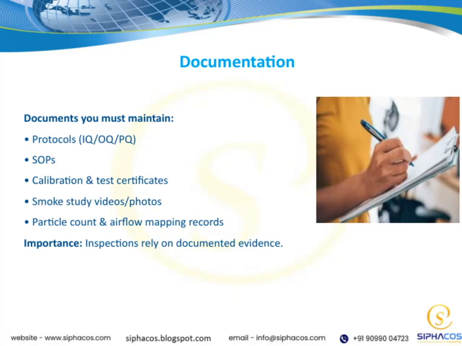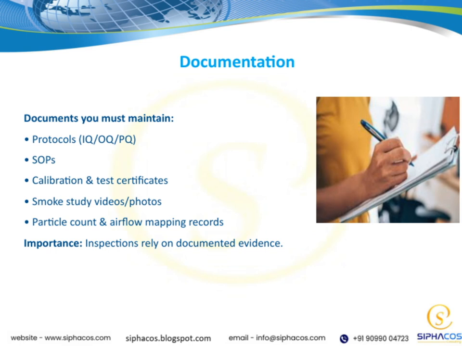Let's talk about documentation, which is a crucial part of maintaining a compliant and effective cleanroom environment. First, you'll need to keep various documents like protocols, including installation qualification, operational qualification, and performance qualification, which ensure everything is installed, operated, and performs as expected. Then, standard operating procedures or SOPs are essential. They provide clear instructions for routine processes. Calibration and test certificates are also vital, as they verify that equipment is functioning accurately.